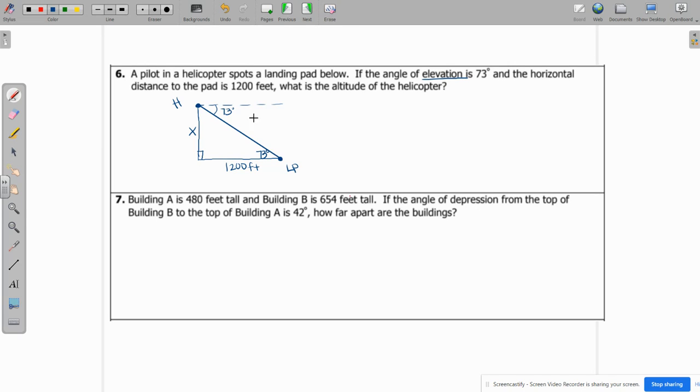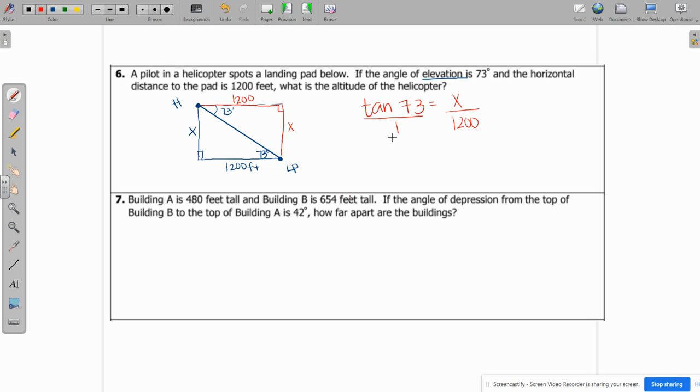So we can use this triangle, or like I said in the last example, you could use this horizontal here along with that side and use this triangle, which of course this would then be 1200 and this would be x. Either way, we're going to set these up the same way. We have the opposite side and the adjacent side. So this is going to be the tangent of 73 degrees equals x over 1200.